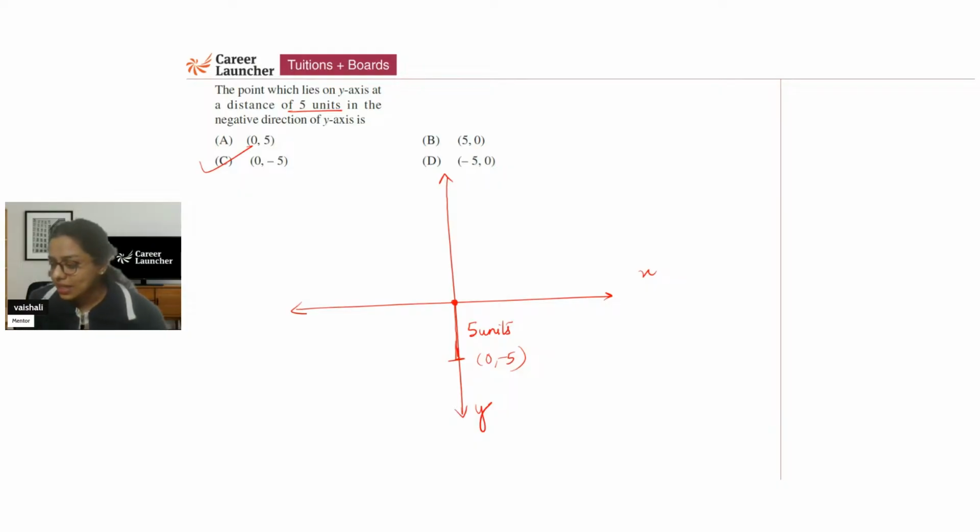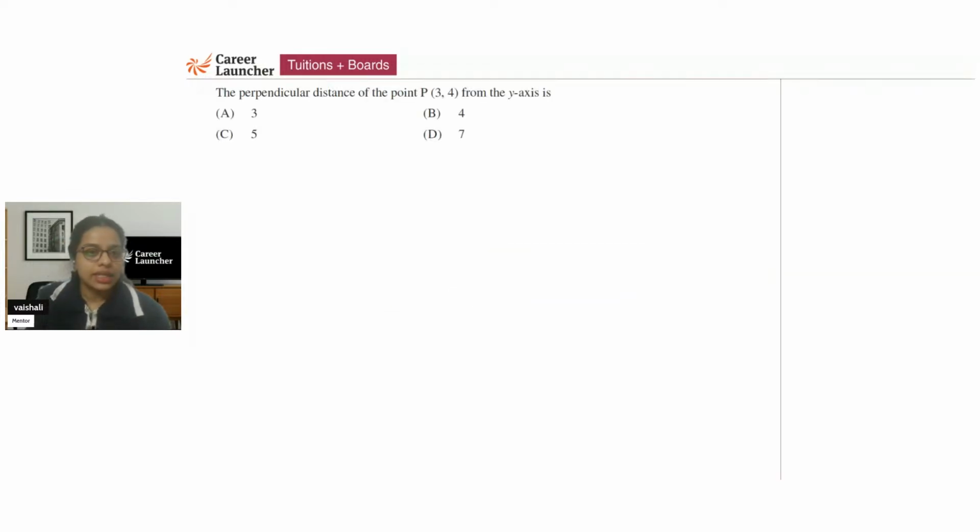So C is the correct answer for this particular question. Now I'll show the next question. You guys let me know what the answer will be, which is question number 9. Question number 9 says: the perpendicular distance of the point P from the y-axis.